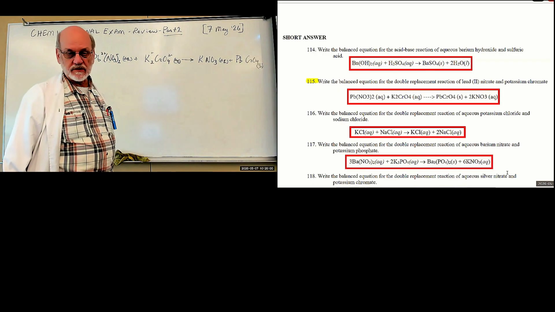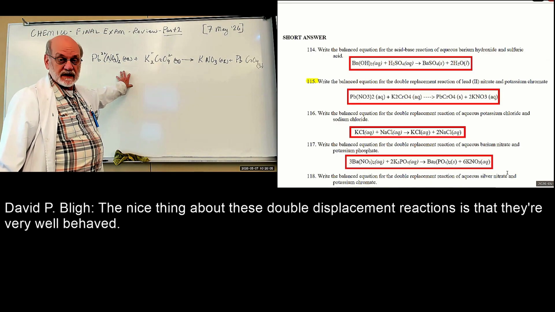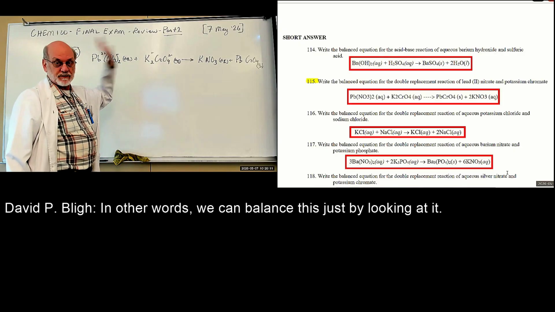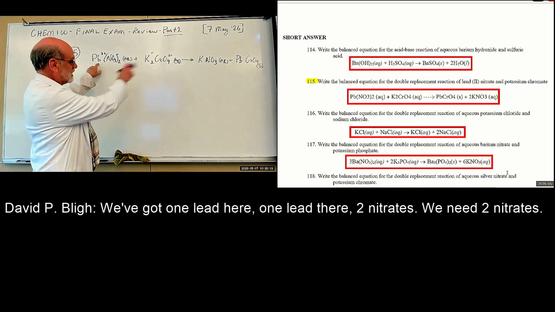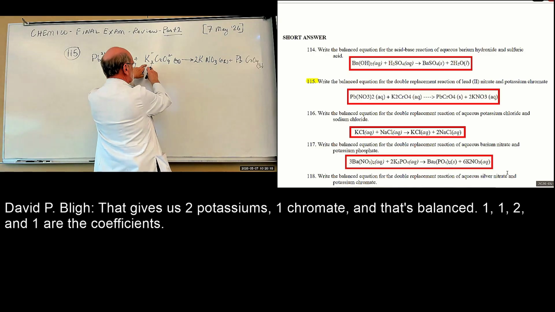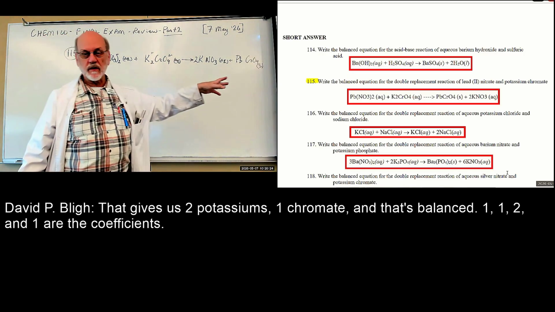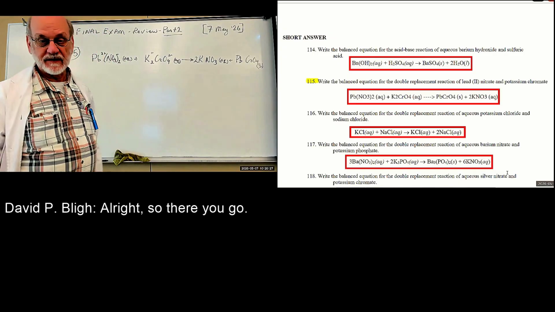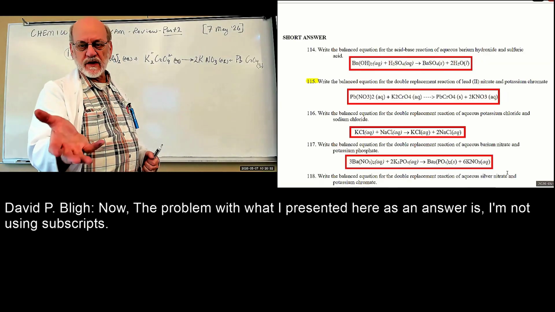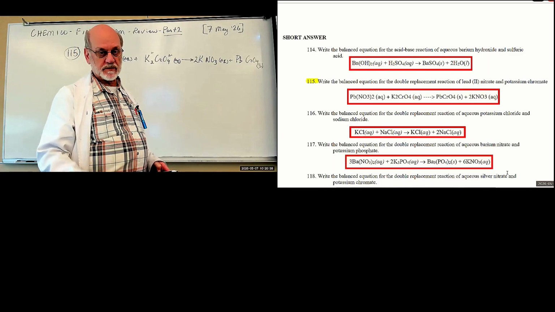Now we want to balance the equation, right? The nice thing about these double displacement reactions is that they are very well behaved. In other words, we can balance this just by looking at it. We've got 1 lead here, 1 lead there, and we need 2 nitrates. That gives us 2 potassiums, 1 chromate, and that's balanced. 1, 1, 2, and 1 are the coefficients. All right, so there you go. Now, the problem with what I presented here as an answer is I'm not using subscripts, and I should be using subscripts.